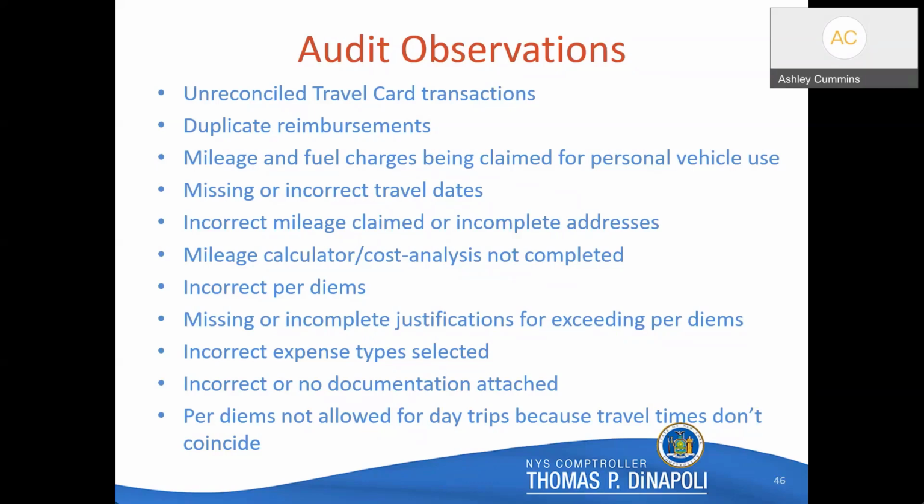Another are incorrect or no documentation attached. We also frequently see expense reports that do not have the required documentation attached. Examples of documentation that must always accompany an expense report are receipts for all travel card transactions, as well as any claims for reimbursement, and documented prior approvals for certain expenses that do not adhere to the state's travel rules and regulations, such as when a traveler exceeds the maximum lodging per diem rates.